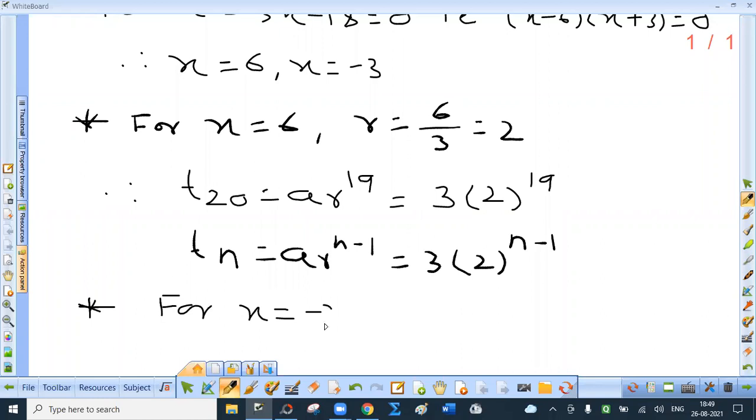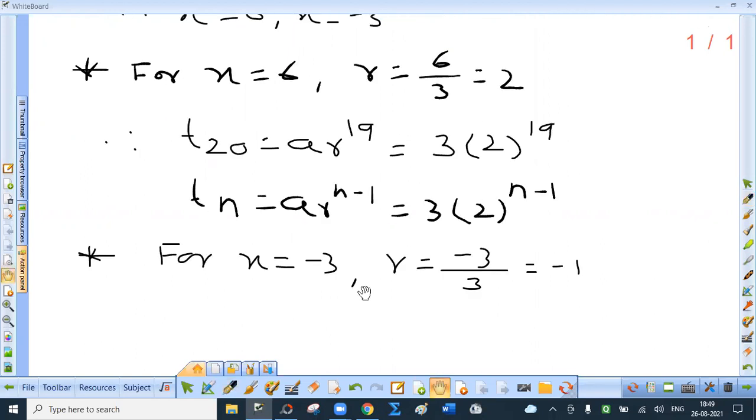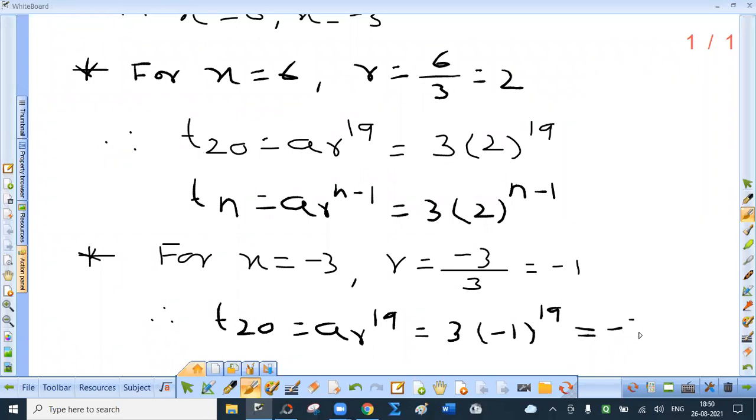For x equal to minus 3, what is the common ratio? How to get the common ratio? Divide the second term by the first term. So the common ratio is minus 1. So what is T20? It is ar raised to 19. a means the first term, it is 3 only. Minus 1 raised to 19 is what? If the index of minus 1 is odd, the result is minus 1. So it is minus 3.